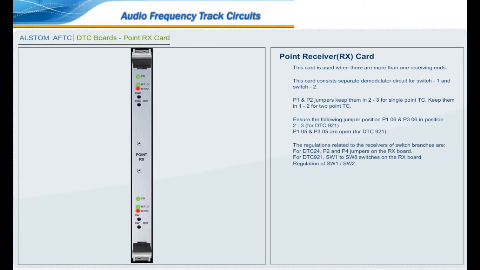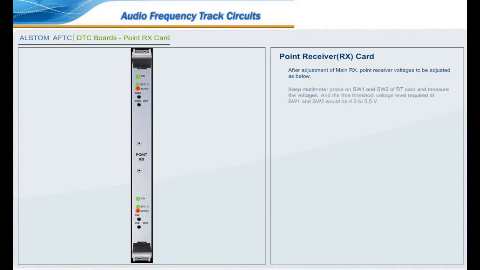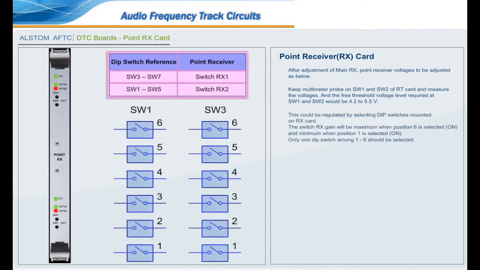Regulation of SW1 and SW2. After adjustment of the main RX point receiver, voltages are to be adjusted as below. Keep the multimeter probe on SW1 and SW2 of RT card and measure the voltages. The free threshold voltage level required at SW1 and SW2 would be 4.2 volt to 5.5 volt. This could be regulated by selecting dip switches mounted on the receiver card.